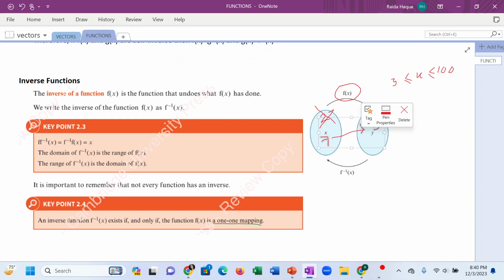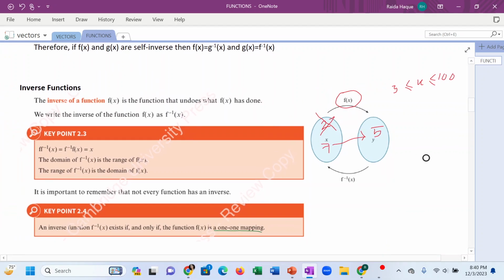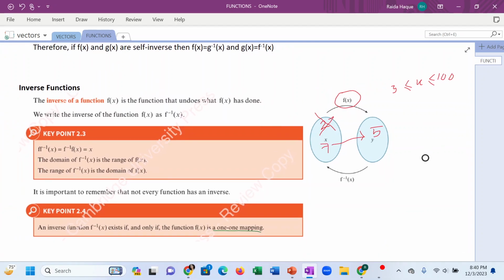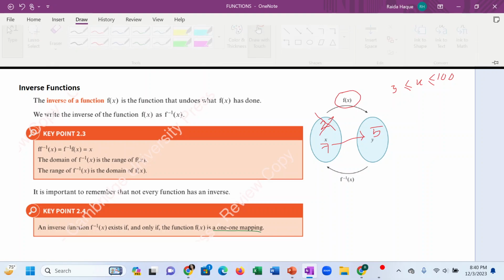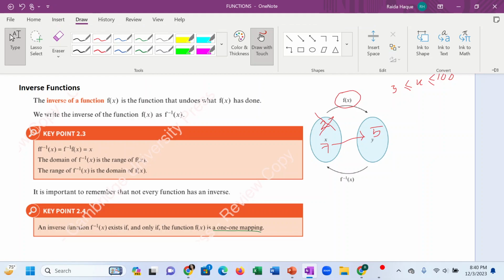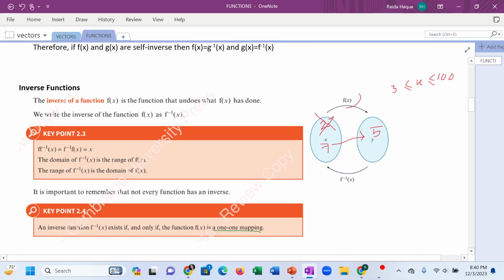So we can simply use the function f inverse x to convert it back to 7, right? So one-to-one functions have an inverse, many-to-one functions do not have an inverse. However, how can we ensure that a many-to-one function has an inverse? If we restrict the domain, that is, if we convert it into a one-to-one function by limiting the domain.